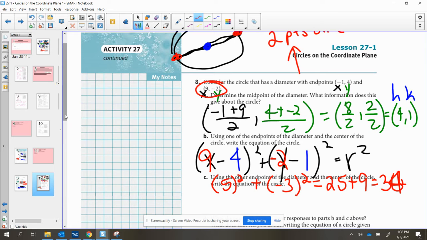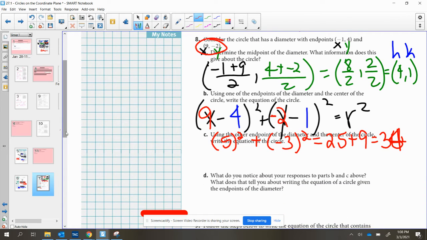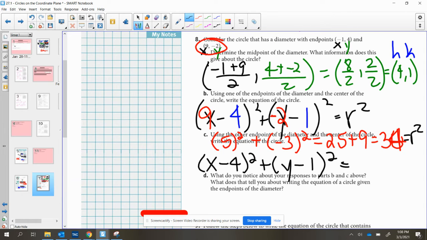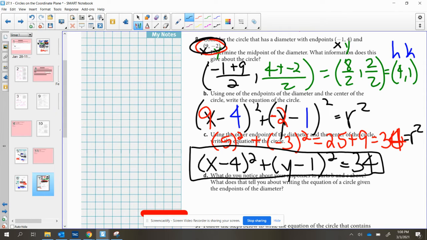Okay, and then our final answer, of course, is we want to rewrite this so that our answer is in the correct standard form where we don't have x and y plugged in, just h and k. And we're going to use this new r squared value that we found up above of 34 to find our final answer here. And again, it didn't matter if you plugged in 9, -2 or -1, 4, you should have gotten 34 as your answer either way.